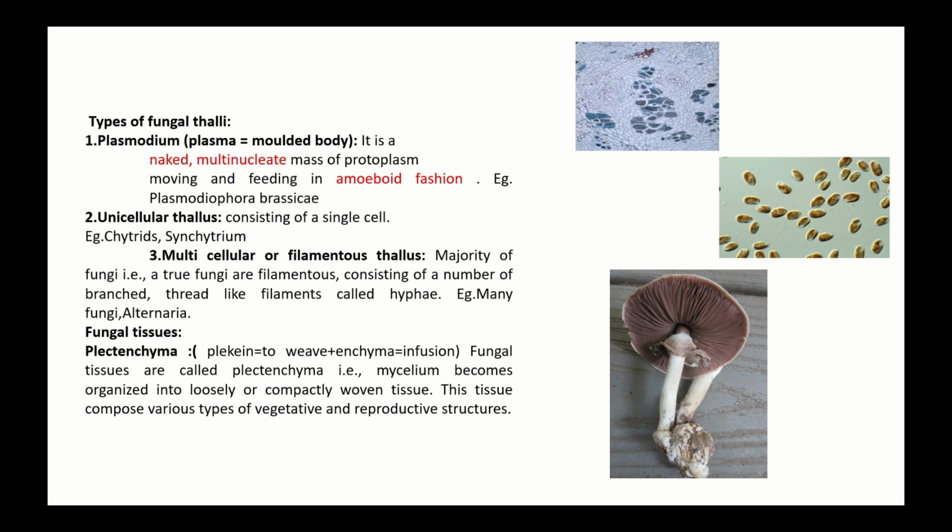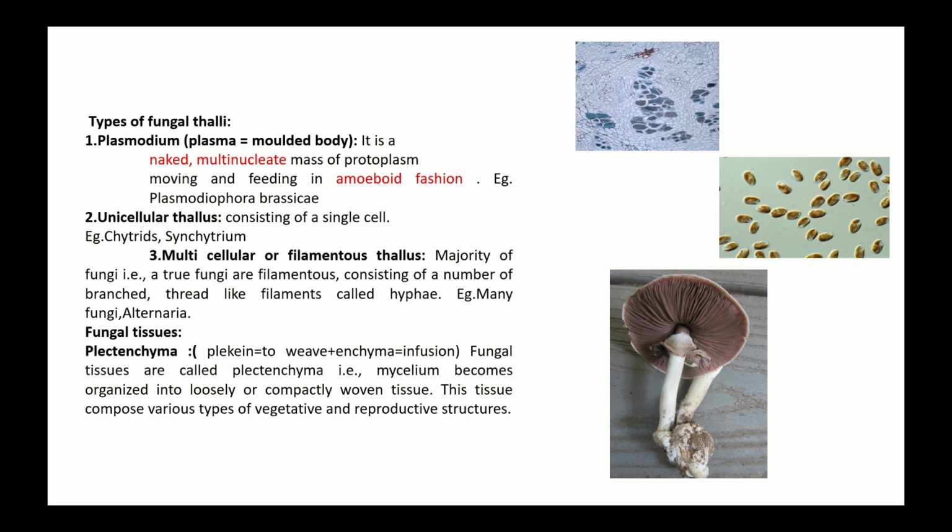The unicellular thallus consists of single cells, that is Synchytrium. This is the structure in the second picture. The multicellular filamentous thallus has filaments, like the mushroom Agaricus. Many fungi have this kind of structure, a multicellular filamentous structure.